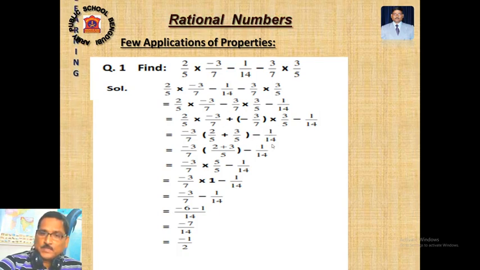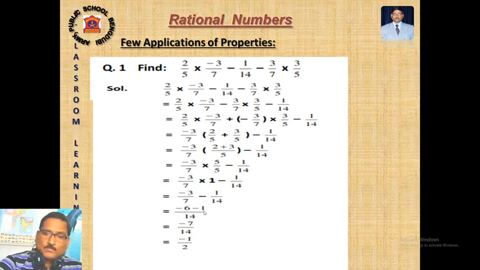Then after the last number, 1 by 14, you will perform the LCM. It is coming 2 plus 3, that is 5 by 5, and 5 by 5 is 1. So when the same number is multiplied by 1, the multiplicative identity, we get the number itself: minus 3 by 7 minus 1 by 14. Perform LCM, 14 will be the LCM. When we divide 14 by 7, 2 into 3 is 6, and minus 1 multiplied by 1 is minus 1. So after adding I am getting minus 7 by 14. After cancelling I am getting minus 1 by 2.